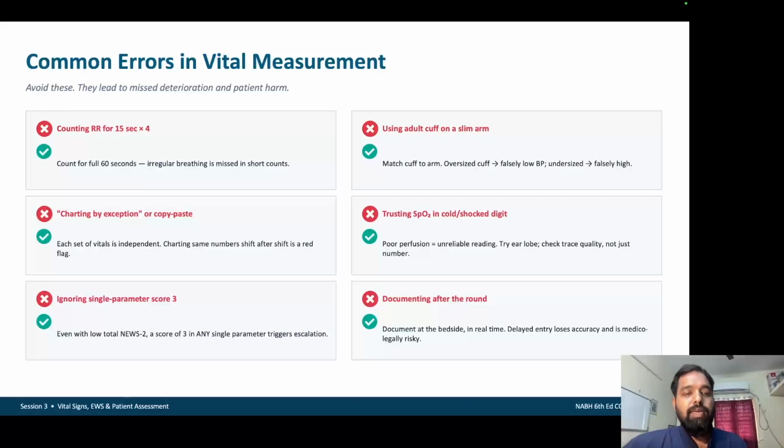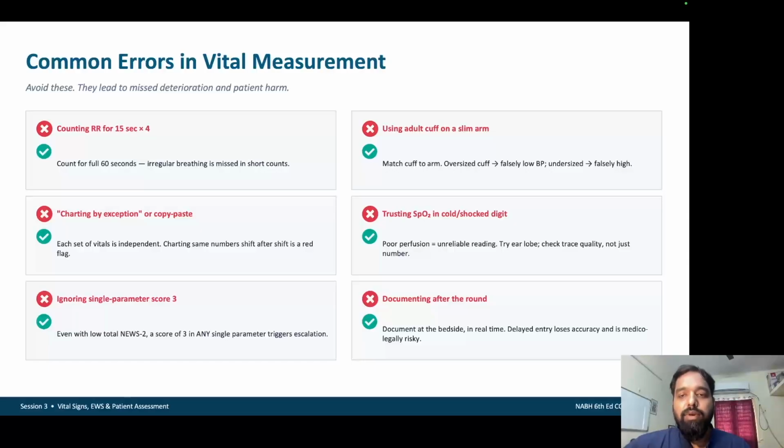Charting by exception or copy pasting. Each set of vitals is independent. Charting the same number shift after shift is a red flag. Ignoring a single parameter score of 3. As per NEWS 2, any single parameter scoring 3 is a trigger for escalation, so you should not miss it.